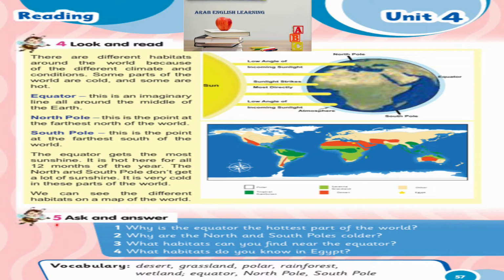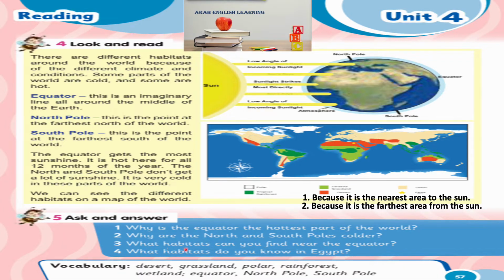Now exercise 5, ask and answer. 1. Why is the equator the hottest part of the world? Because it is the nearest area to the sun. 2. Why are the North and South Poles colder? Because it is the farthest area from the sun.